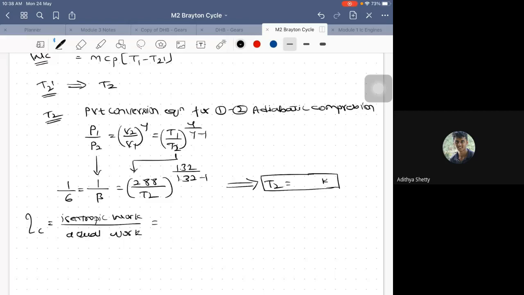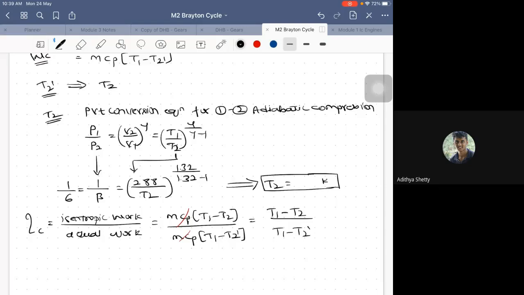Now, isentropic work, again it is mCp into, for compressor it is T1 minus T2. Even this is also mCp into T1 minus T2, but because it is actual, you will get a dash there. So the m and Cp will go away. The remaining ones I will write here. It is T1 minus T2 divided by T1 minus T2 dash.